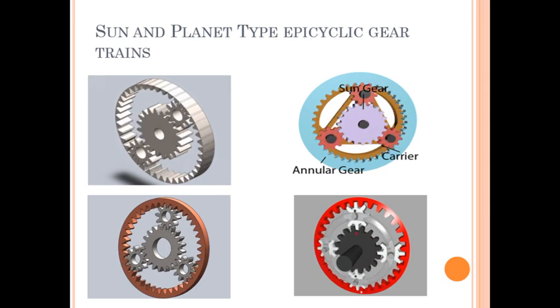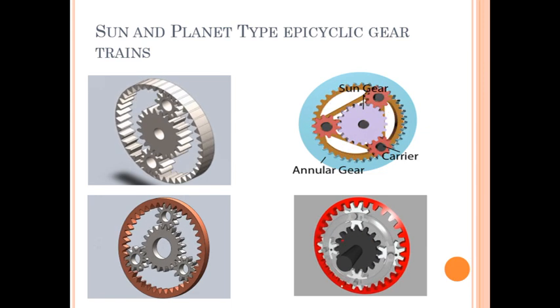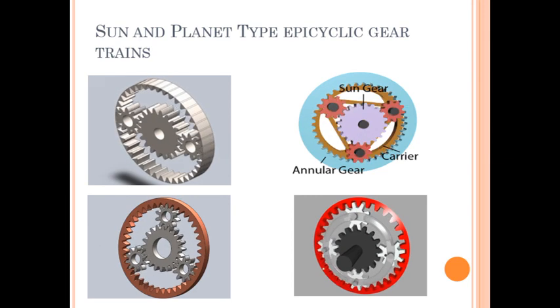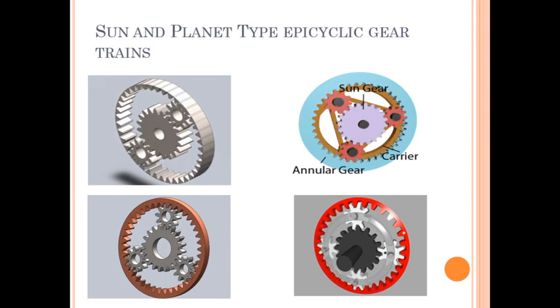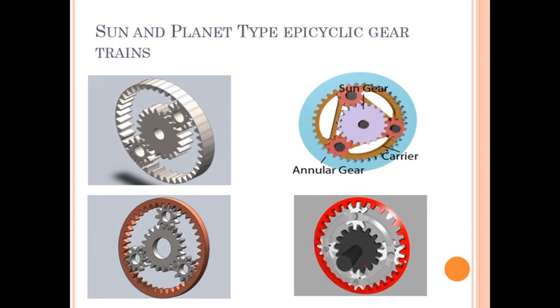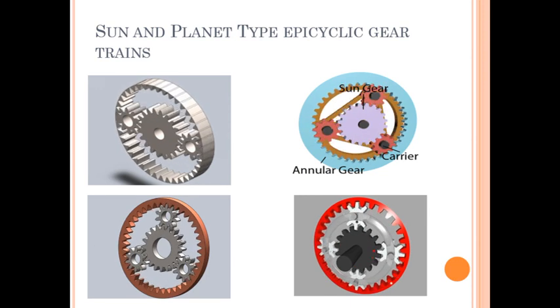Planet gears and the sun gear can be attached by a carrier. These all are the types of sun and planet type of epicyclic gear train. These trains are epicyclic gear trains. Why have I shown this? Because while solving some problems, you may observe this type of epicyclic gear trains as well.